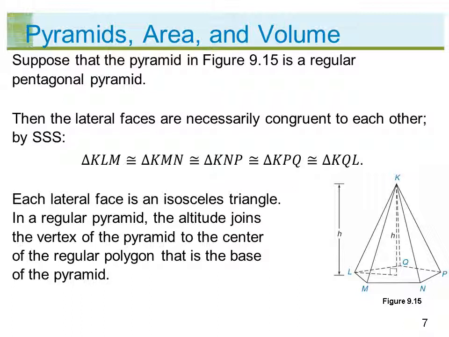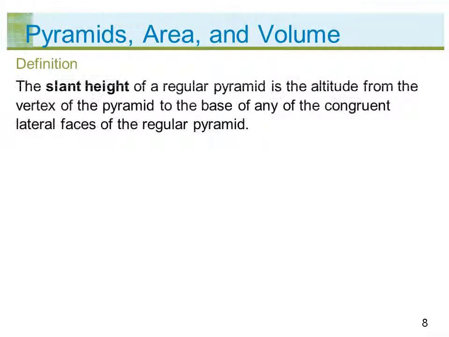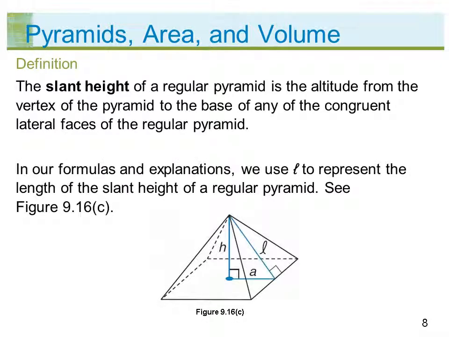In a regular pyramid, the altitude joins the vertex of the pyramid to the center of the regular polygon that is the base of the pyramid. The length of the altitude is height h. Definition: the slant height of a regular pyramid is the altitude from the vertex of the pyramid to the base of any of the congruent lateral faces of the regular pyramid. In our formulas and explanations, we use script letter L to represent the length of the slant height of a regular pyramid. See Figure 9.16c.